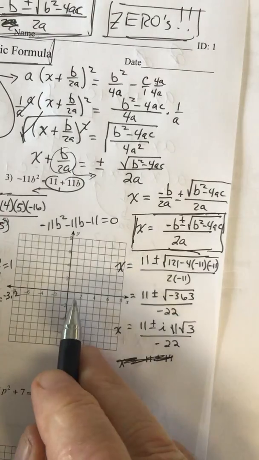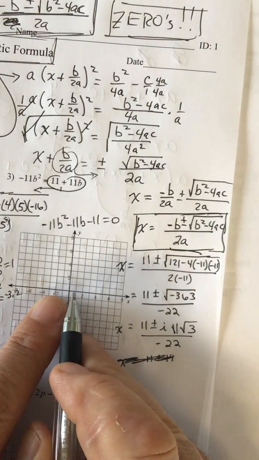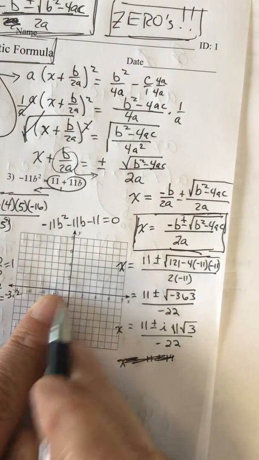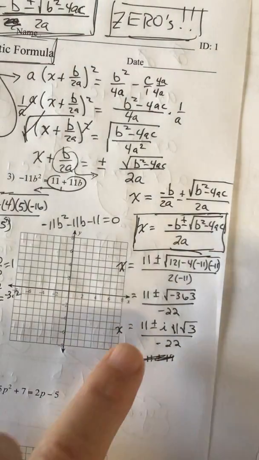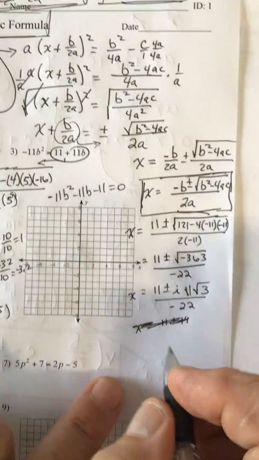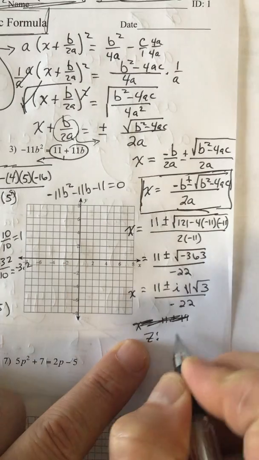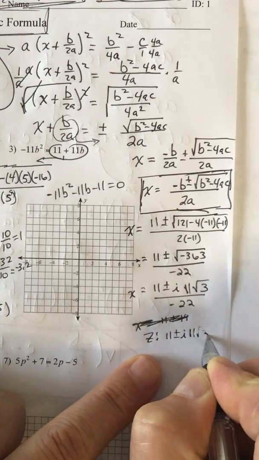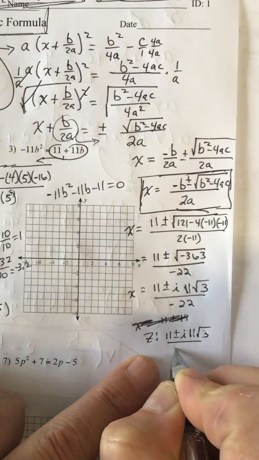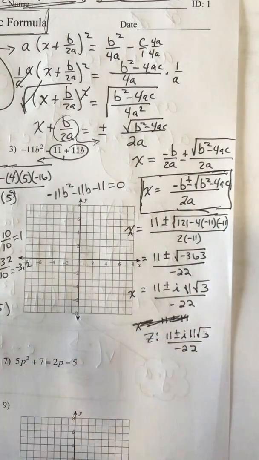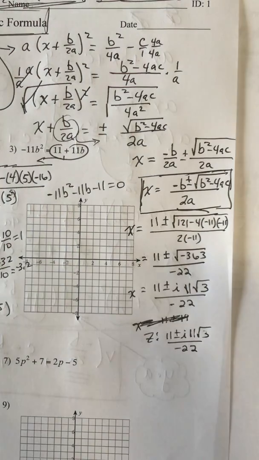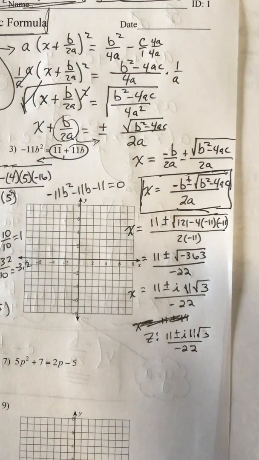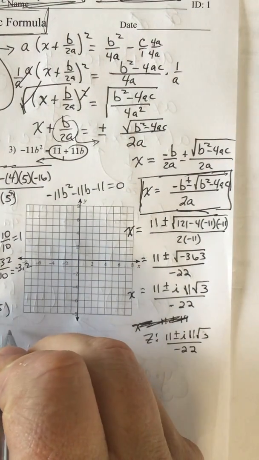It's imaginary. I was thinking, okay, where am I going to put that? The x means it doesn't cross the x values. So I'm going to go ahead and answer those as the zeros. So I'll call this zero: it's 11 plus and minus imaginary 11 square roots of 3 over negative 22. So it really means there are no real zeros. The zeros are imaginary.